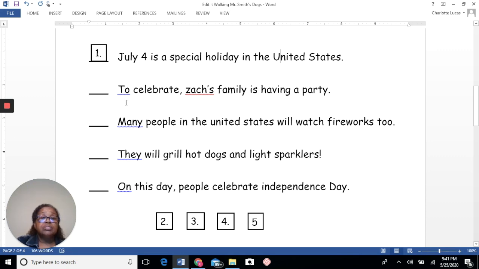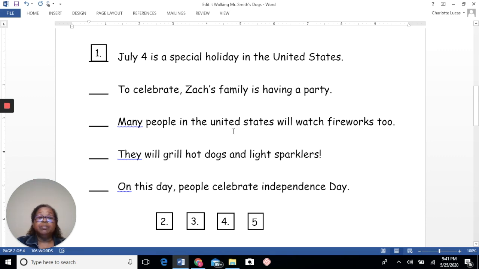Let's read the next one. To celebrate, Zach's family is having a party. Look at the red squiggly lines. That means that there's something wrong with that word. In this instance, Zach is someone's name, and everybody's name has to be capitalized. Beginning name and ending name, first name and last name. So the Z in Zach needs to be capitalized. To celebrate, Zach's family is having a party.